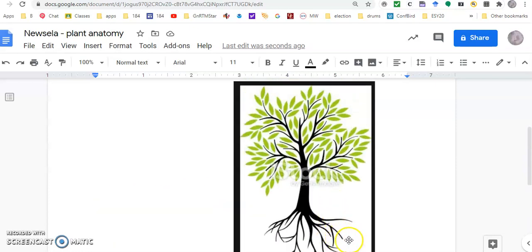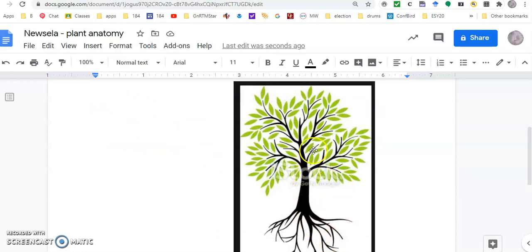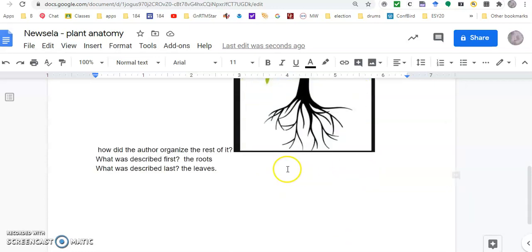Well, where are the roots? They're at the bottom. The leaves are at the top. The author used a bottom to top organization. They had a little introduction and then talked about the plant bottom to top. They had to have some kind of a plan for it.